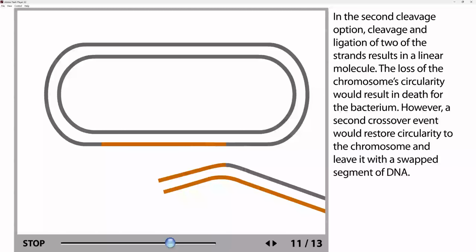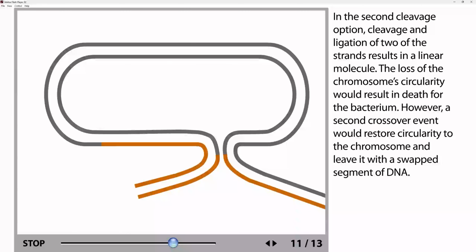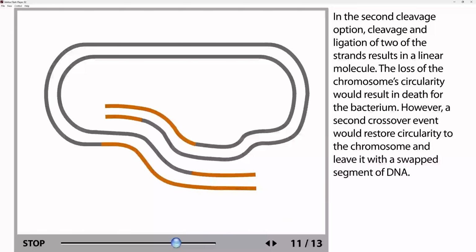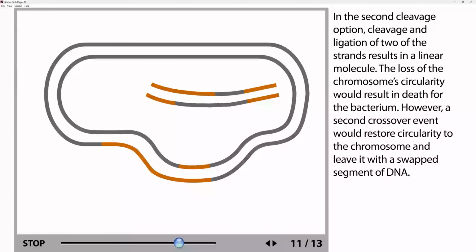In the second cleavage option, cleavage and ligation of two of the strands results in a linear molecule. The loss of the chromosome circularity would result in death for the bacterium. However, a second crossover event would restore circularity to the chromosome and leave it with a swapped segment of DNA.